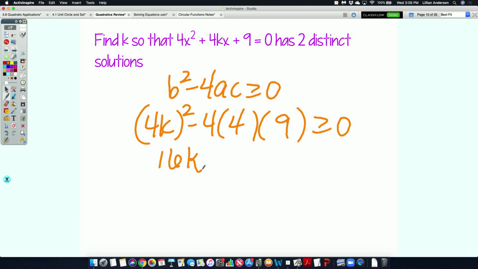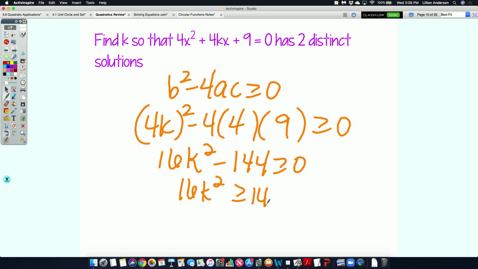So when you square that, 16k squared minus 144. You continue to solve it like it's a normal quadratic equation. What's that? You divide by 16.